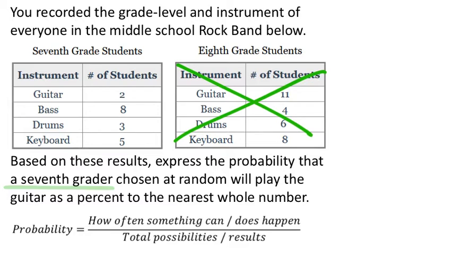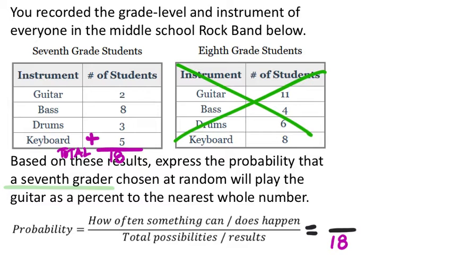So, for our fraction, because we'll start with the fraction, we do need the total number of 7th graders. So, I'm going to add these together and just figure out how many total 7th graders are in this band. So 2 plus 8 plus 3 plus 5, looks like it's 18. And again, that's going to be my denominator for my fraction for my probability. All right, that looks pretty good.